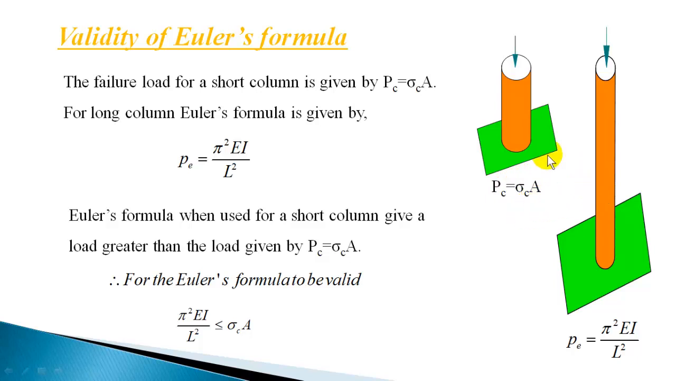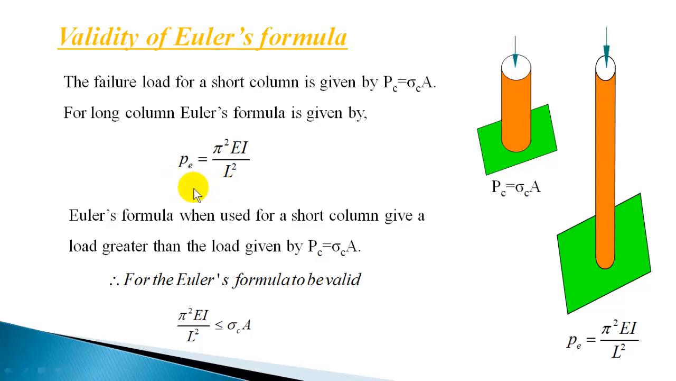Now how do we check whether the given column is a long column or a short column? The buckling load given by Euler's formula is pi square EI by L square. To check whether Euler's formula is applicable, long columns will have a failure load less than the load given by the short column. So when pi square EI by L square is less than or at most equal to sigma C A, you can say Euler's formula is valid or applicable.